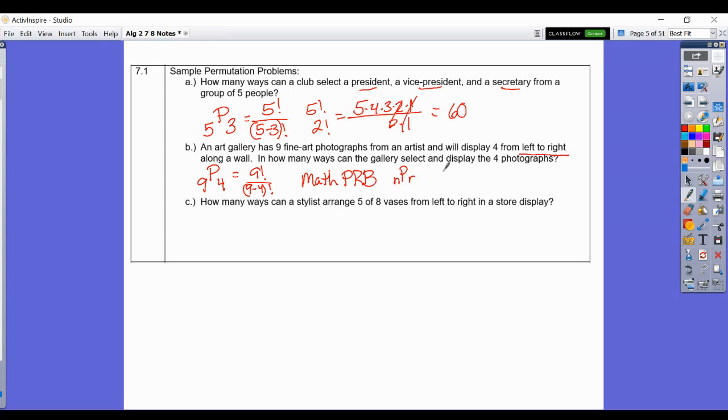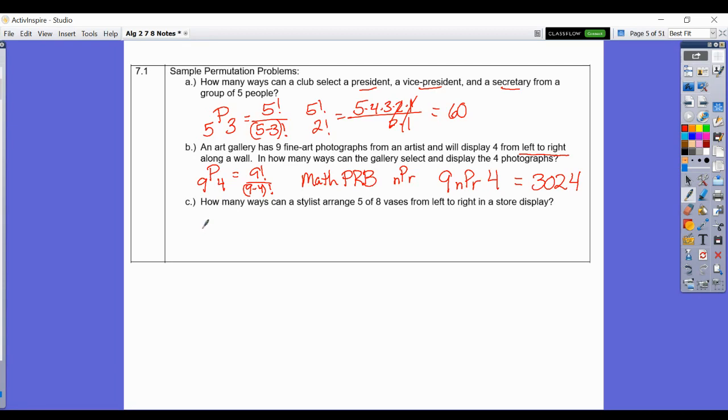In the older calculators, in this problem, you would have to type 9 first and then find that button and then the 4. And that's how you type it in your calculator. Anyway, the correct answer to this one is 3,024 different ways to display those 4 photographs in different orders.